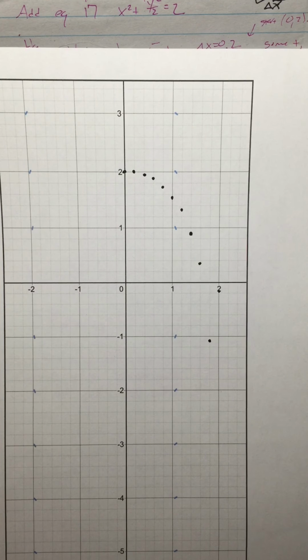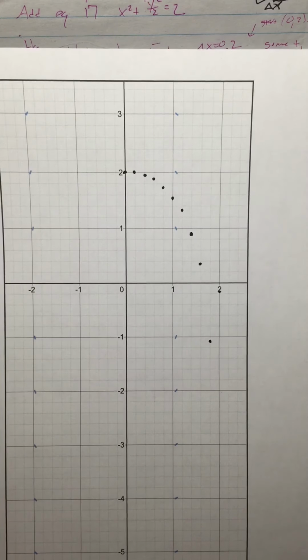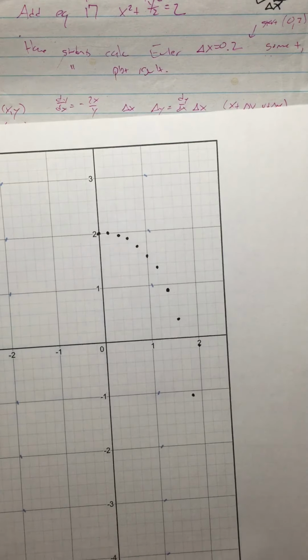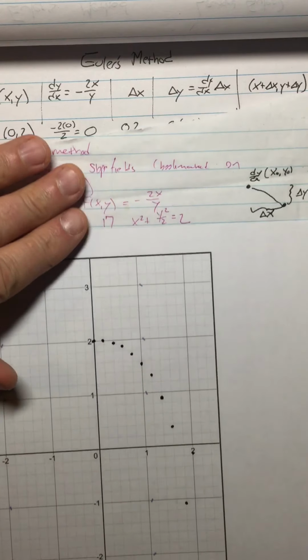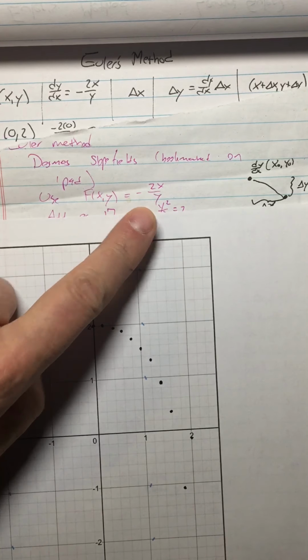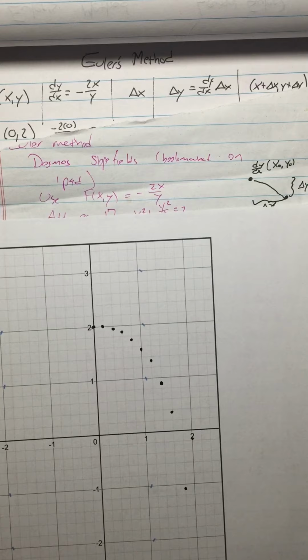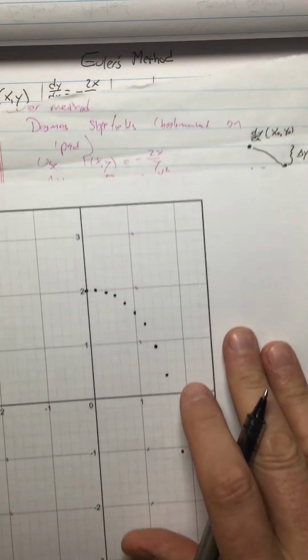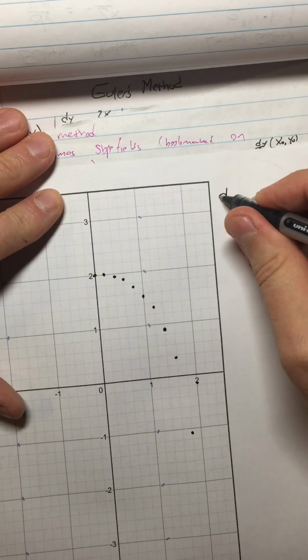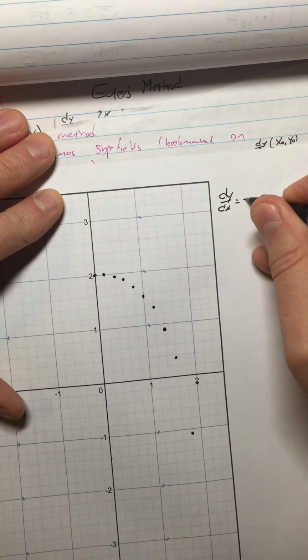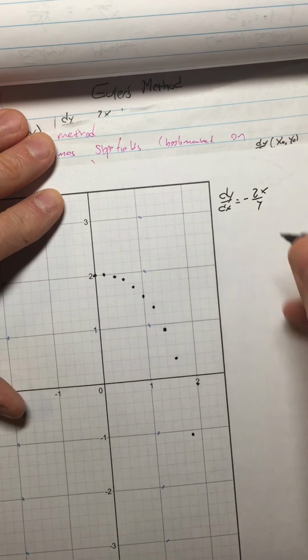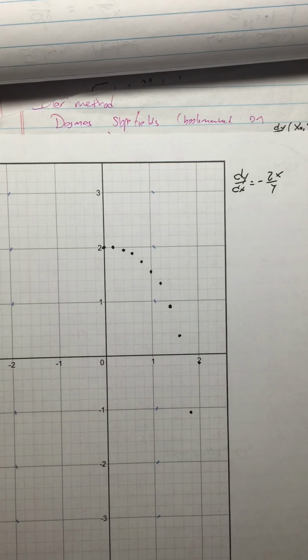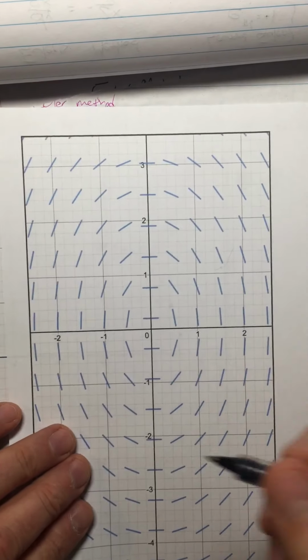The next thing I said is, okay, we can print out a slope field of this. This is our equation, dy/dx equals negative 2x over y. I put f of x there, but that's because I was thinking of writing this a different way. So dy/dx equals negative 2x over y. That's our differential equation that we're solving, so we can produce a slope field for that.